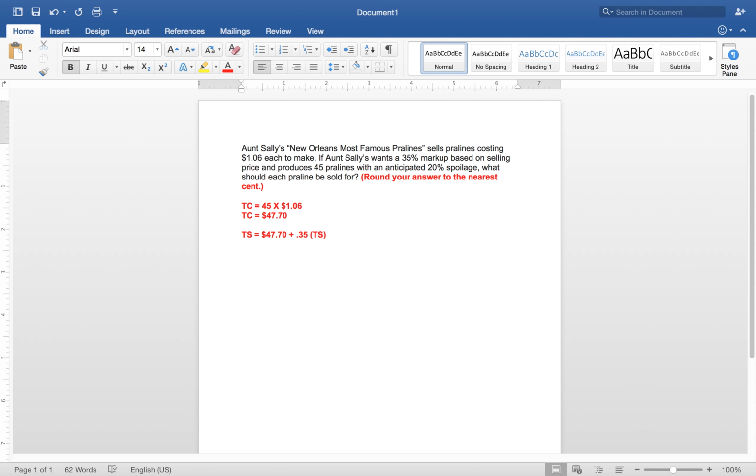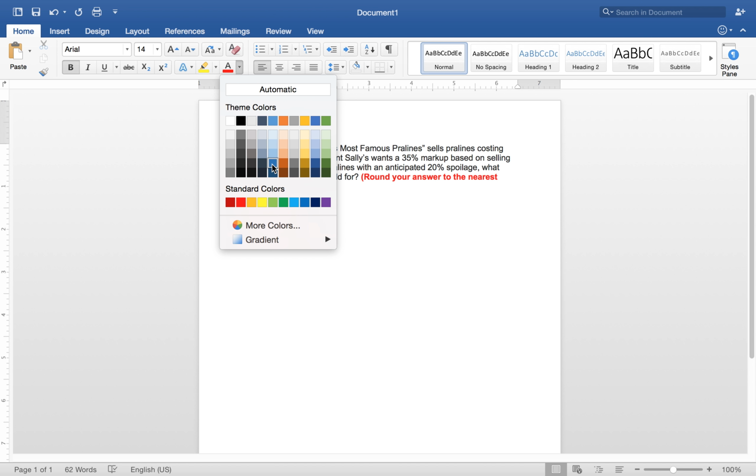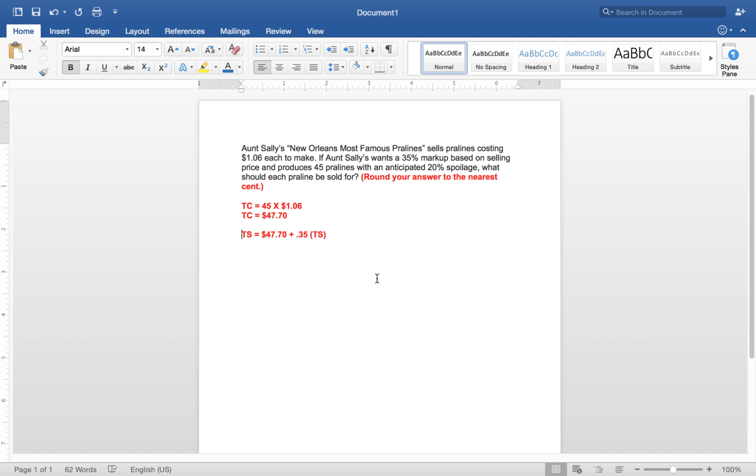This is where I think people are getting stuck. So I'm going to change my pen color. I want you guys to remember that there is an invisible 1 in front of this. So what the formula really says is 1 times total sales equals 47.70 plus 0.35 total sales. Now, what we want to do is isolate total sales on one side.